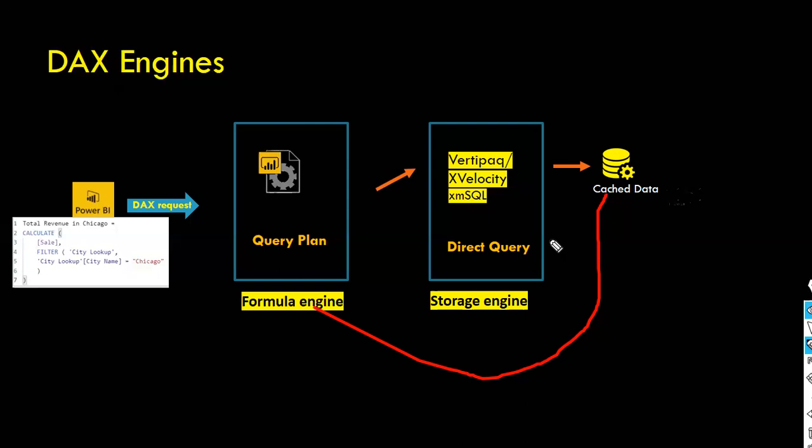Okay, the formula engine sends a data request to your storage engine, because the formula engine cannot access or retrieve the data directly from your source data set. Upon receiving the query plan, the storage engine returns the XVelocity or VertiPaq data cache. The formula engine cannot access the data directly, hence it has to send a query plan to the storage engine, which fetches the data as per the query plan and returns the data back to your formula engine.